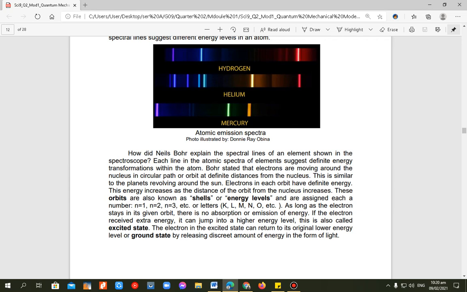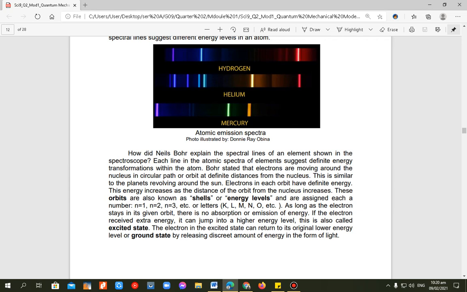Tandaan nyo po yan. As long as the electron stays in its given orbit, there is no absorption or emission of energy. So wala pong nagaganap na absorption or emission sa isang energy. And if the electron kapag nakapag-receive siya ng extra energy, pwede siyang mag-jump sa another higher energy level. So tawag doon is excited state. Excited state, meaning to say, meron siyang na-receive na extra energy para mag-jump siya sa another or higher energy level.